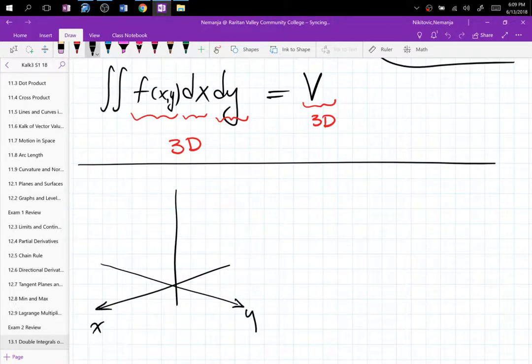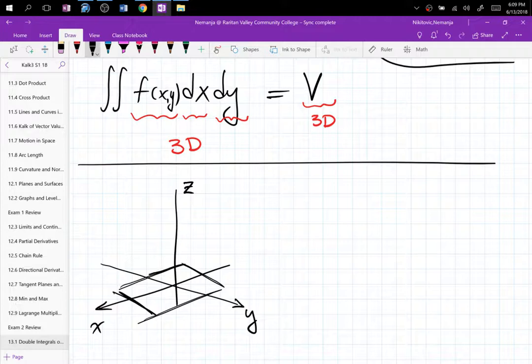So this is my XYZ coordinate system. And in this coordinate system, I am going to have some kind of rectangular domain. So this is my rectangular domain.